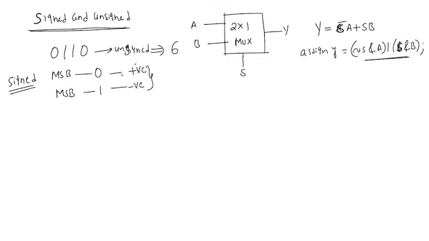Suppose this 6 is there. How are we writing 6? 0 1 1 0. So in 0 1 1 0, the MSB is the sign bit. 0 means this is represented as +6. Suppose you want to represent -6, in which form is it represented? Can anyone say? Any idea?